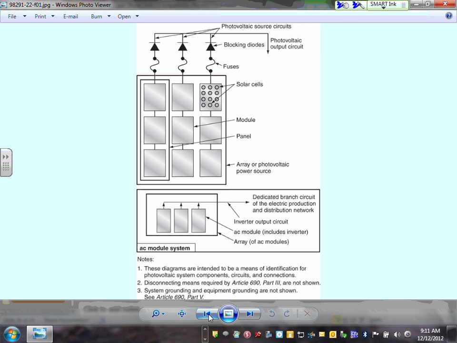Any comments, guys? Any questions? Would you be up and running with the solar photovoltaic system? No chat? No, thank you.